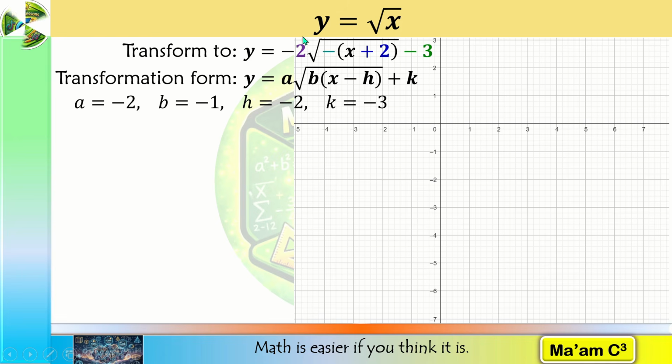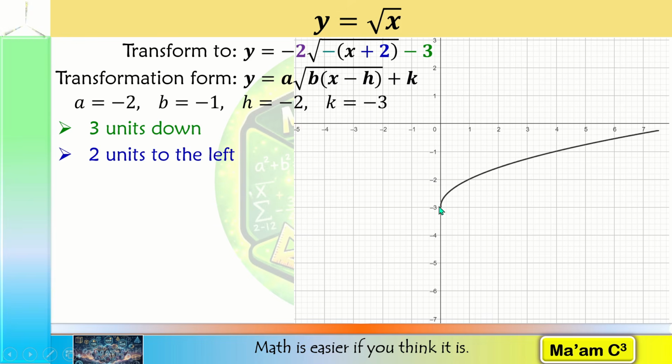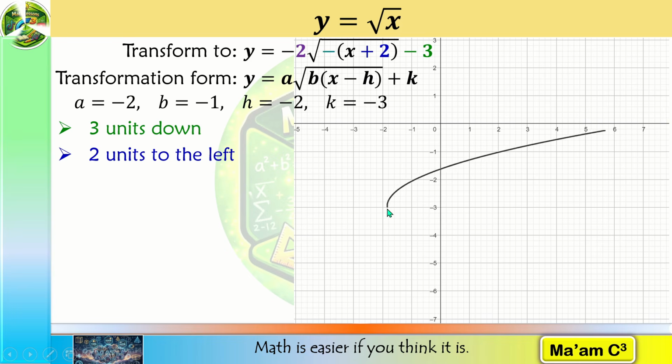Let's recall the graph of our mother function y is equal to square root of x. We have already learned how to graph this one. Now let us apply the transformation. Let's start with k, and k is negative 3. It means 3 units down. Our graph will move 3 units down. 1, 2, 3. So the endpoint will be at (0, negative 3). Next is our h. It is negative 2. It means the graph will move 2 units to the left. 2 units to the left, 1, 2. So the endpoint will be at (negative 2, negative 3).